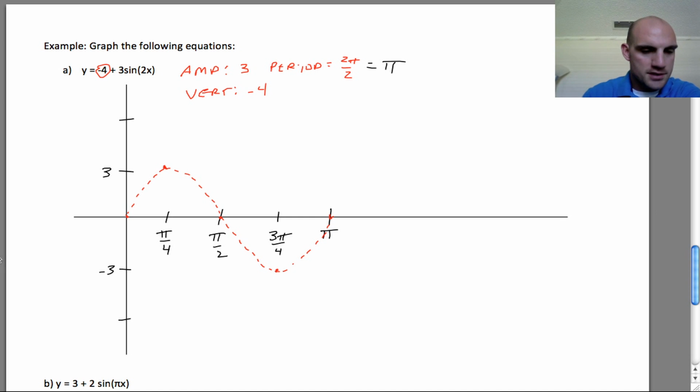My final graph is going to move up 4. So I'm just going to take every point and move it up 4. So I'm going to do 1, 2, 3, 4, 5, 6, 7. So here's 7 here. So if it's going to be negative 3, I'm going to go 1, 2, 3, 4. So all of my points are going to move up. This one's going to move up 4. So it's at 0, so it goes to 4. This one's at 3, it goes to 7. This one was at 0, it goes to 4. This one was at negative 3, it goes to 1. And this one was at 0, it goes to 4. So here's my final graph, guys.